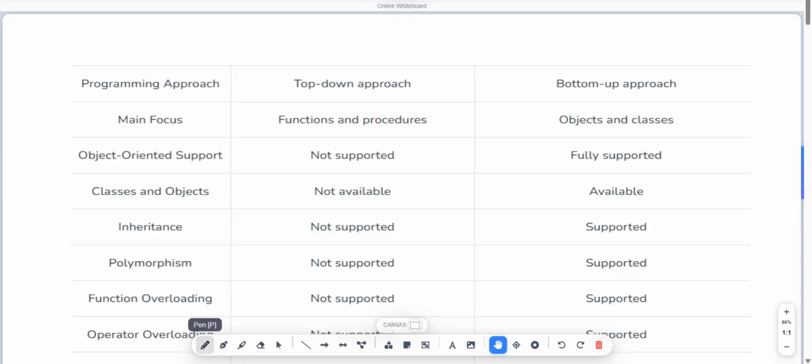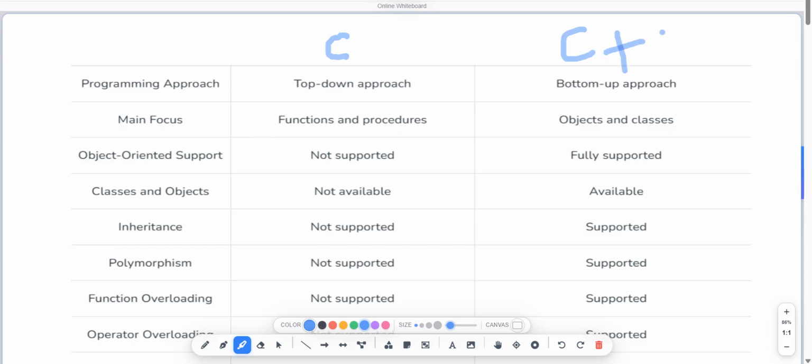Here you can see, this is the C language. This is CPP, C++. Okay, these are the differences. First one is programming approach. In C it is top down approach, whereas in CPP it is bottom up approach.